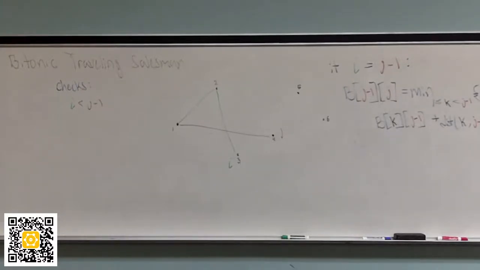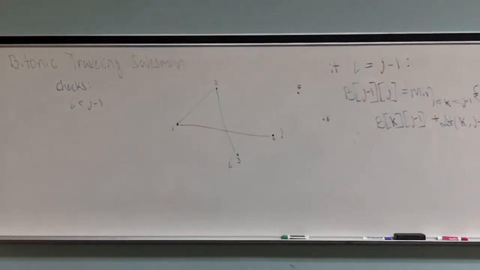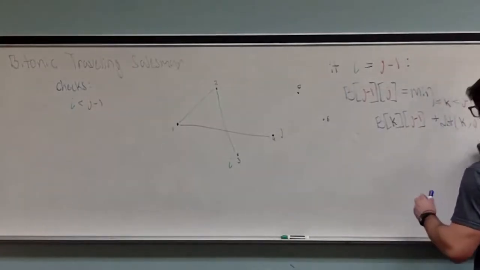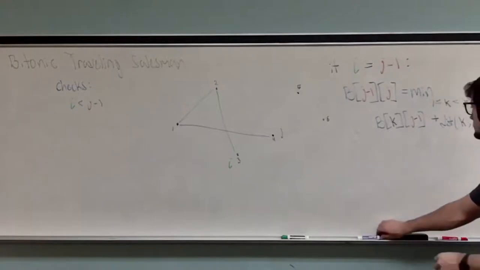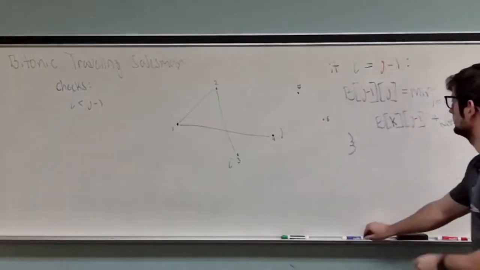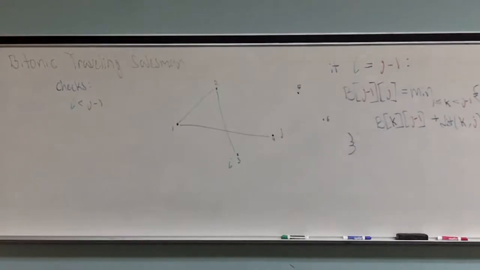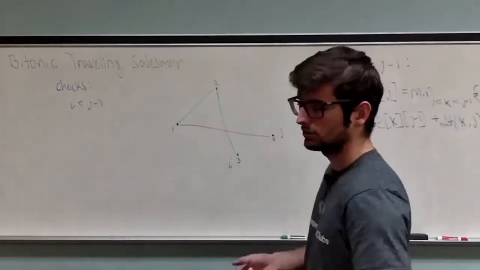So let me just double check this is correct. Let me take out this QR code as well. Okay, K greater than or equal to 1, less than J minus 1. And we want to do the minimum of B, K, J minus 1, plus the distance from K to J. My bad. Yeah, K, that makes sense. And that minimum is going to set B equal to B, J minus 1, J. Let's make sense of this. If we can make sense of this, then we have everything we need.